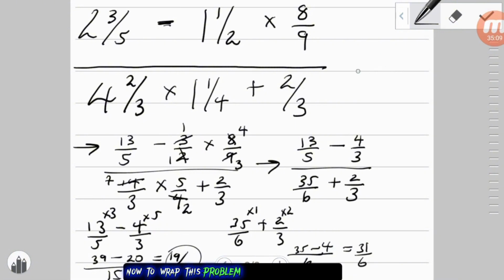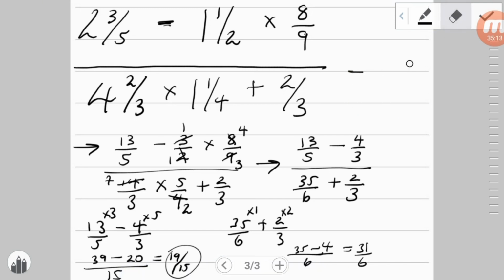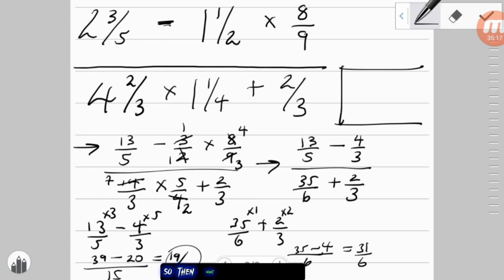Now to wrap this problem up, let's take it up here. I'm running out of space, guys, forgive me. So then what we have now is 19 over 15 divided by 31 over 6. So now, as we've been doing so far, 19 divided by 15 multiplied by 6 over 31.